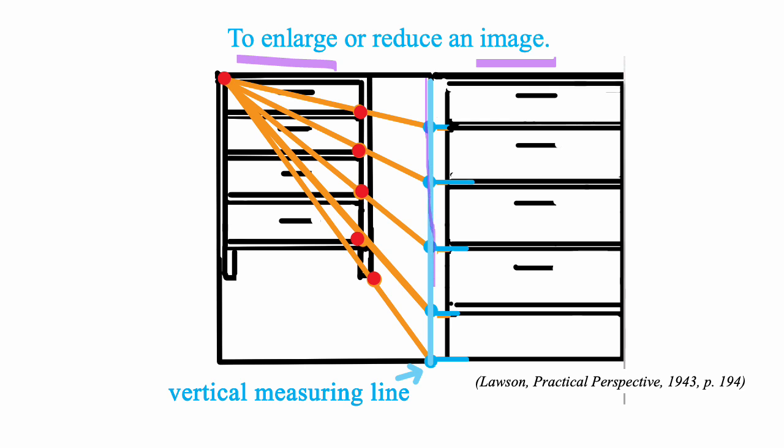setting up a vertical measuring line where these horizontal lines correspond to units on that line. Then draw converging lines from each unit to a vanishing point on eye level, and where those orange lines cross this vertical line right here would be points for the marked lines on the smaller bureau.